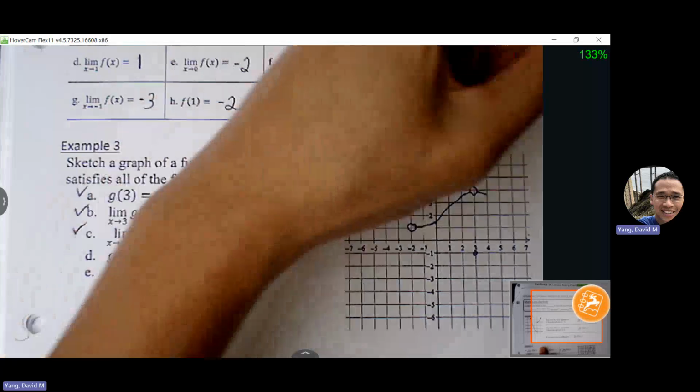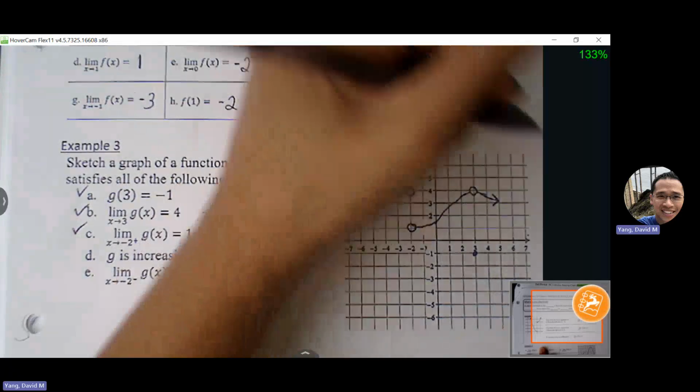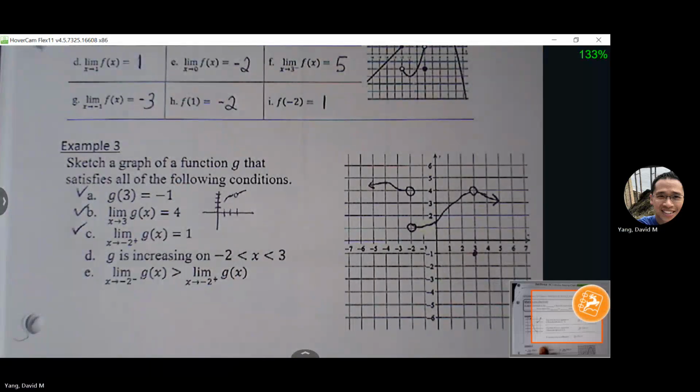And now I'm just going to have the arrow show up on the right side, on either side. Yes. Does it matter if it's a hole? It doesn't matter. No, it doesn't matter.